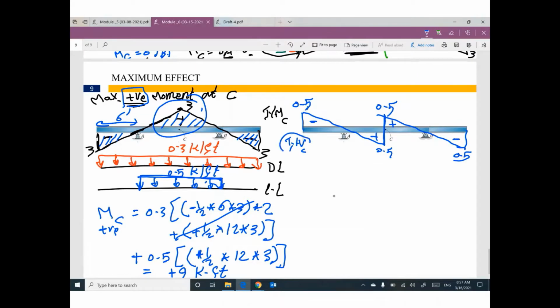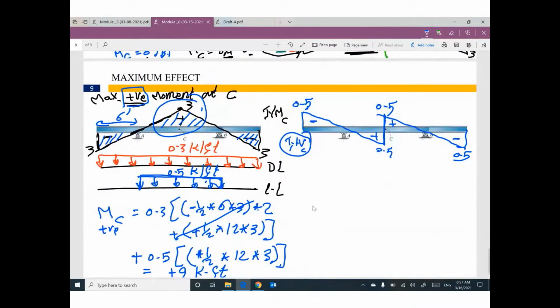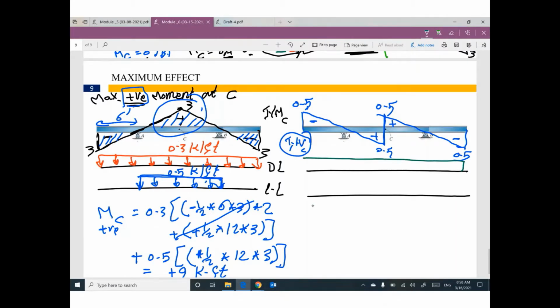That's right. This is the influence line for shear at C. Looking at this diagram, can you tell me where I can put the dead load? Where can I put the live load? For dead load, we don't have a choice. The dead load must cover the whole beam. For dead load, 0.3 kip per foot. What about live load?